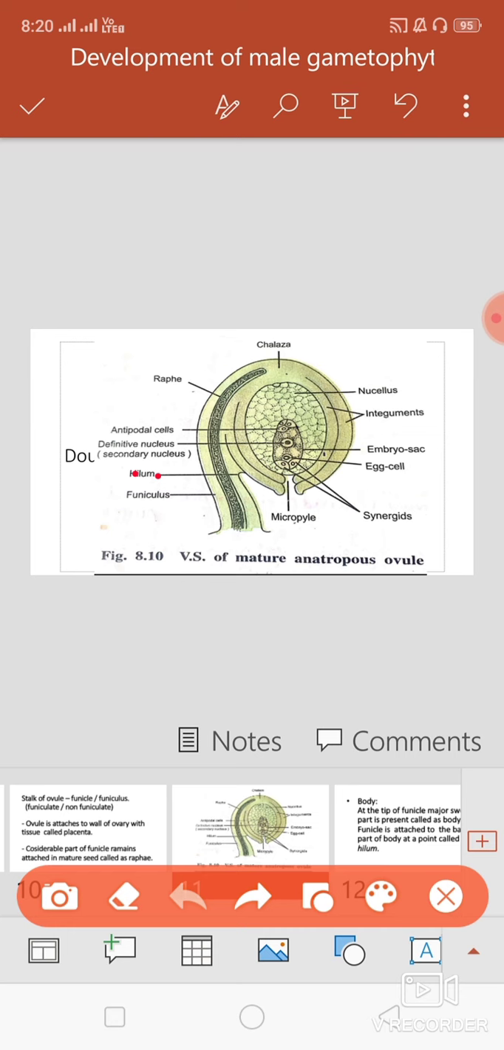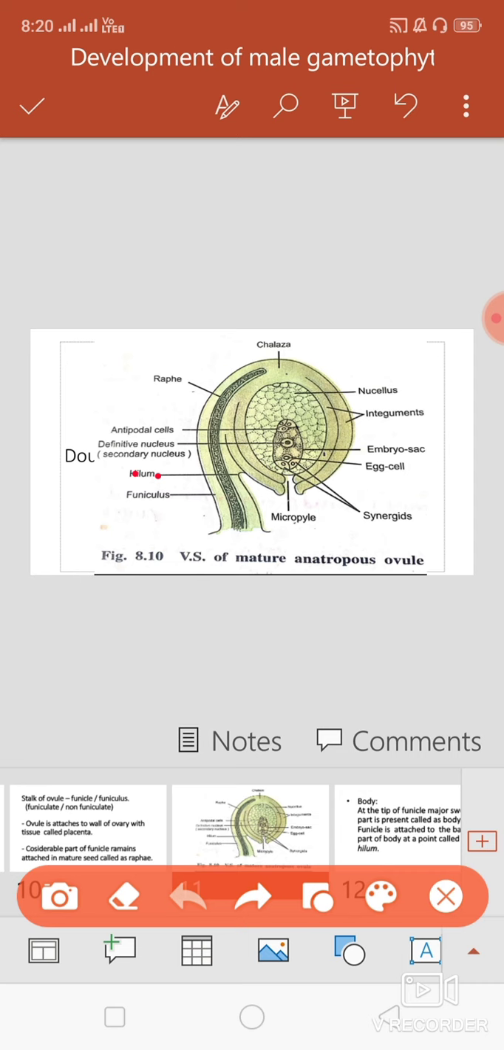So in angiospermic plants, the embryo sac is 7-celled and 8-nucleated. How 7 cells? 3 cells towards the micropylar end, 3 cells towards the chalazal end, and the central single cell, that is 7 cells. But how is it 8-nucleated? Because the central cell or secondary nucleus is diploid. Why is it diploid? Because it is formed by the fusion of 2 polar nuclei. So it consists of 8 nuclei in total.